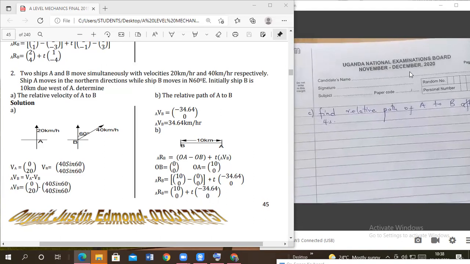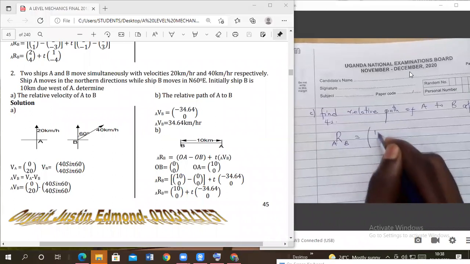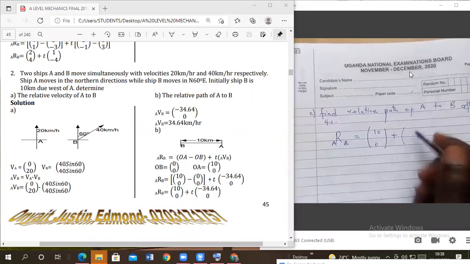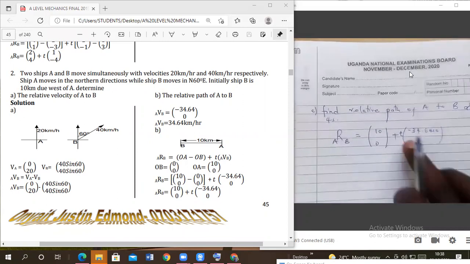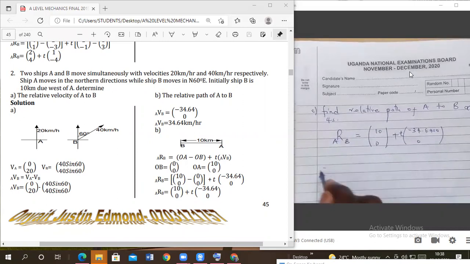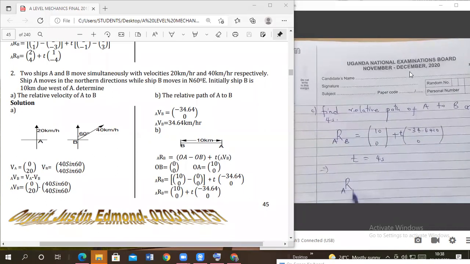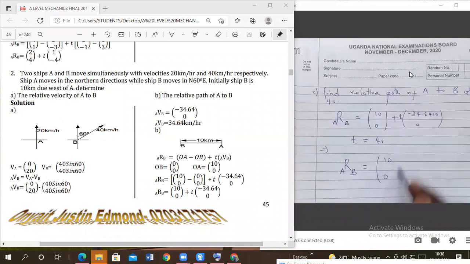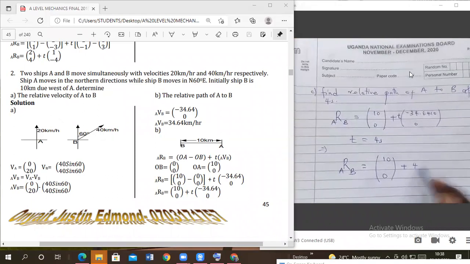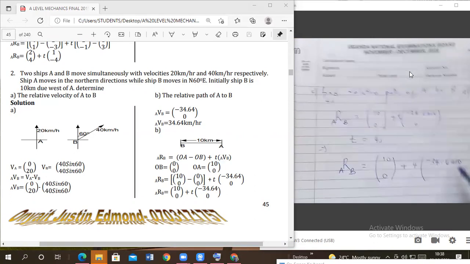So after 4 seconds, you just come and say RAB, which we got as 10, 0 plus T into negative 34.6410. Now our time was given to be 4. So if you substitute, T is equal to 4 seconds, which means our relative path AB will be 10, 0 plus 4 into negative 34.6410.